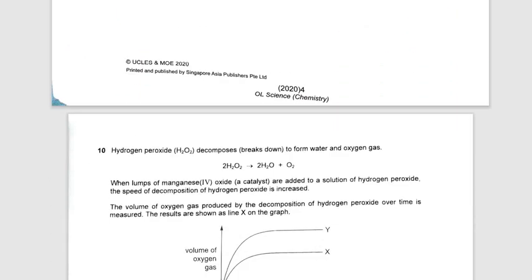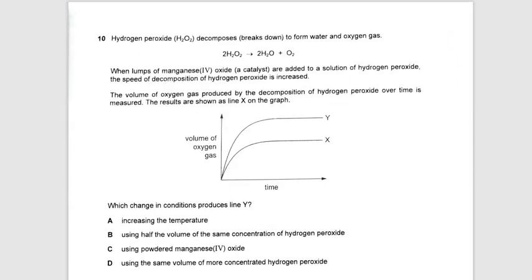Now the next question, number 10. Hydrogen peroxide, what is the formula of peroxide? H2O2. Okay, it breaks down into water and oxygen when lumps of magnesium oxide, which is a catalyst, are added. What is the function of a catalyst?